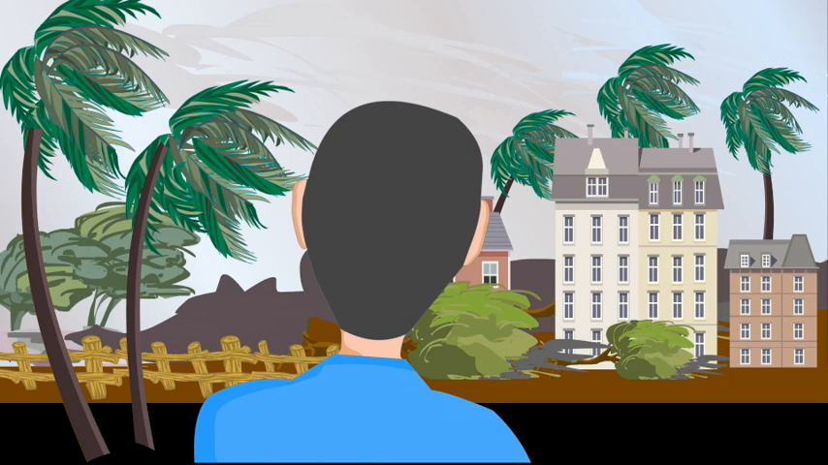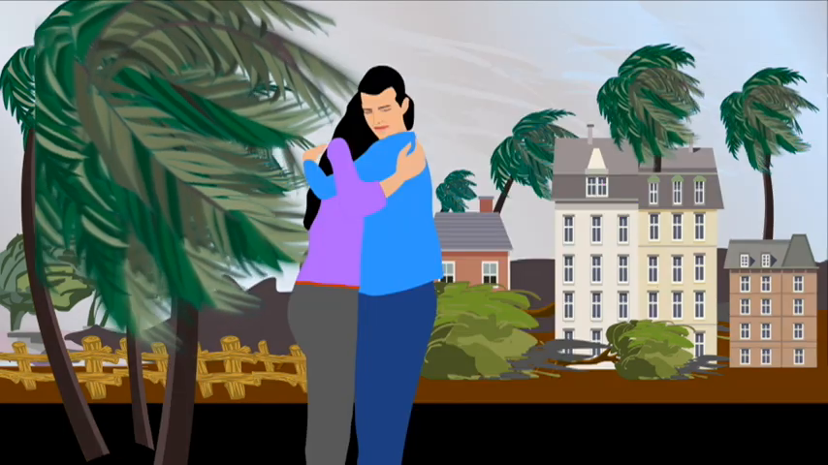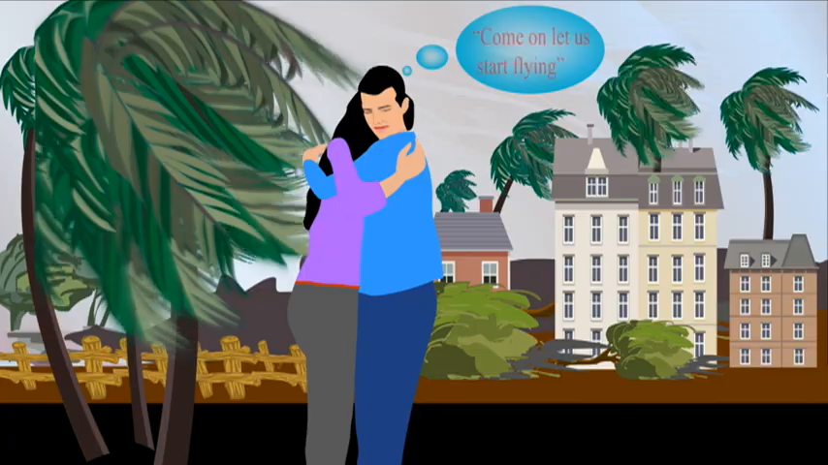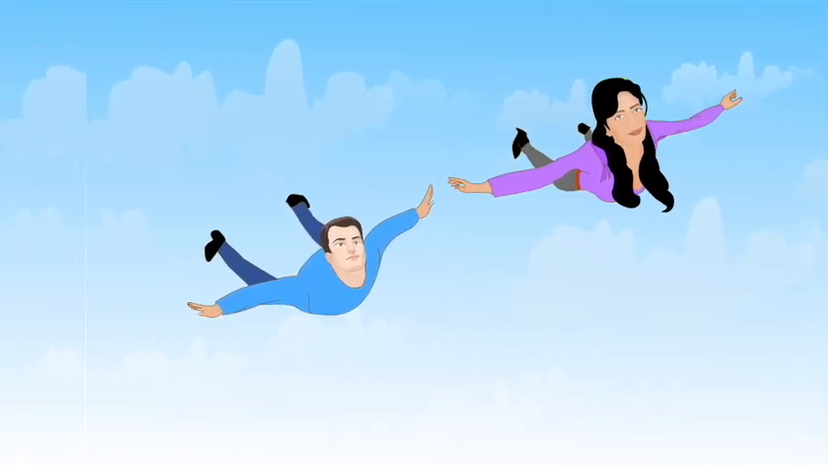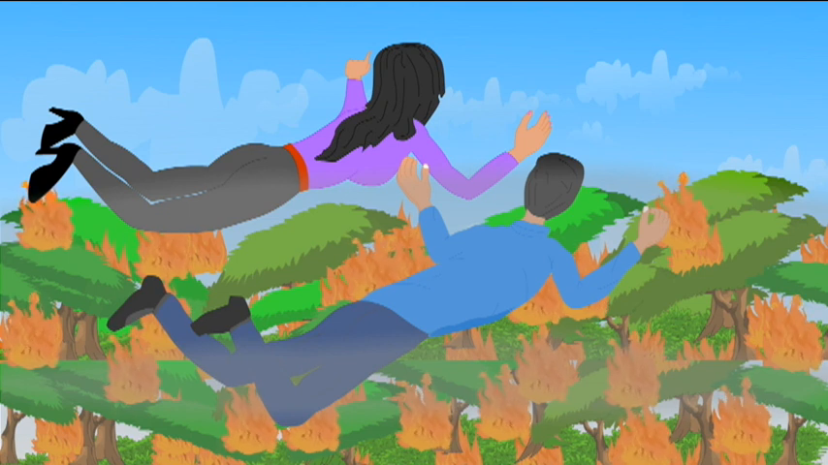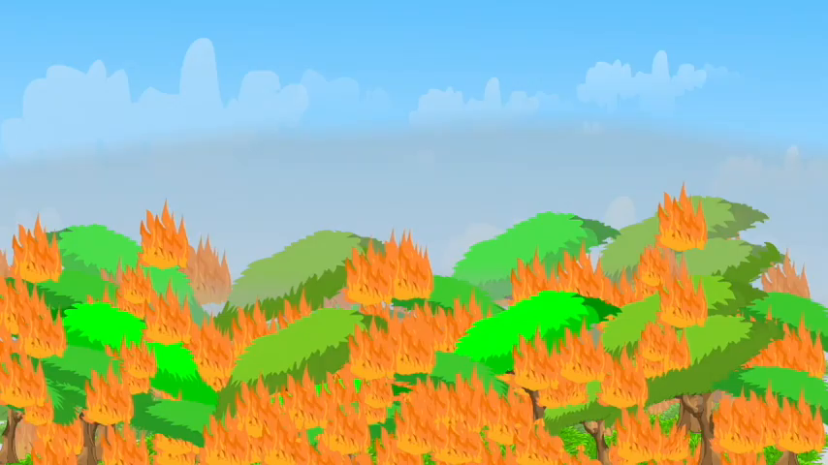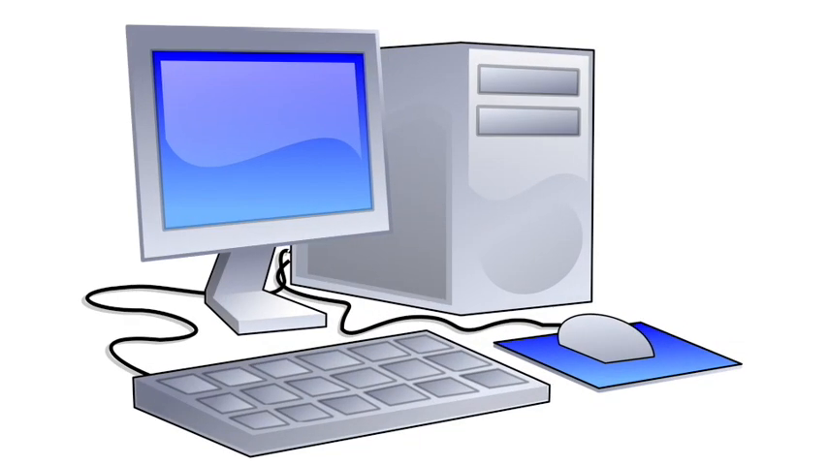Now, see that from the cyclone, Katrina Kaif is coming out. Imagine she hugged you and said, "Come on, let's start flying." See that both of you are flying together. Then she shows you that there is a forest with a burning fire. Now visualize that you've jumped into the fire to save the forest and you find a lot of valuable assets like buildings, jewelry, computers, etc.